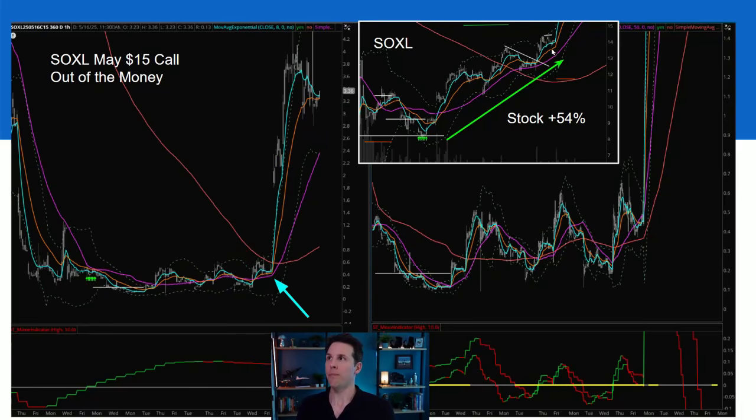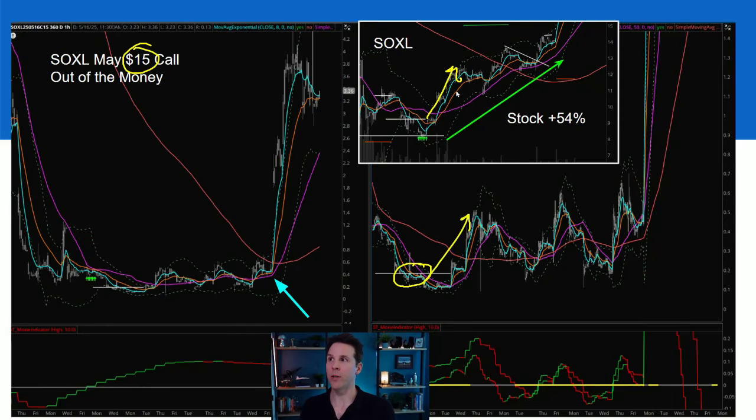If you look at this, here is the SOXL stock. And you can see, once again, this was the stock or the ETF moving up. Now look at the option. This was a 15 strike call. So this was pretty far out of the money at the time. And you can see this is where I originally went in. And yes, as price moved up, the option moved up.